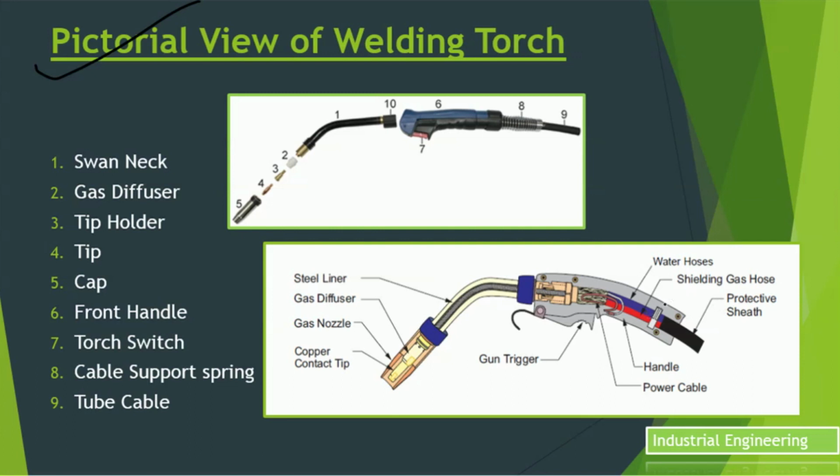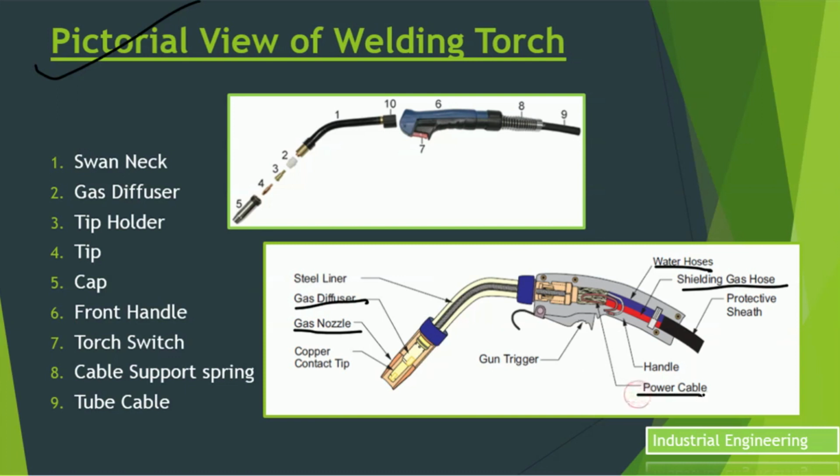This is the shielding gas hose. The shielding gas hose is used to carry the shielding gases towards the gas diffuser. The gas diffuser releases the shielding gases at the time of welding from the gas nozzle. Water hose is used to protect the power cable, gun and consumable of torch from the heat at the time of welding.